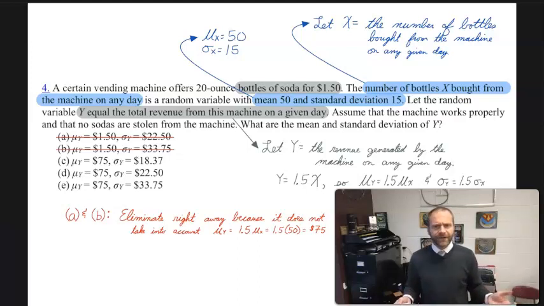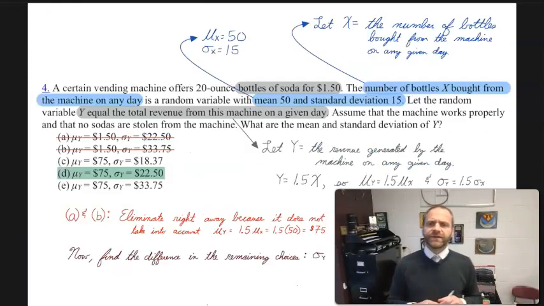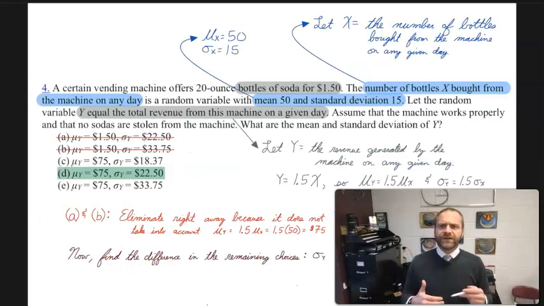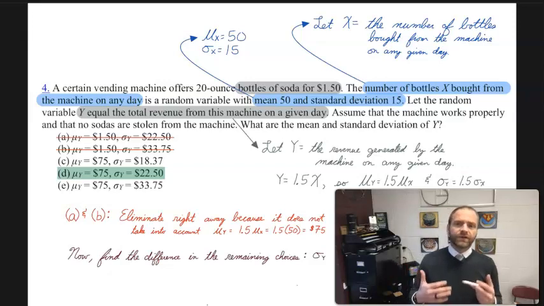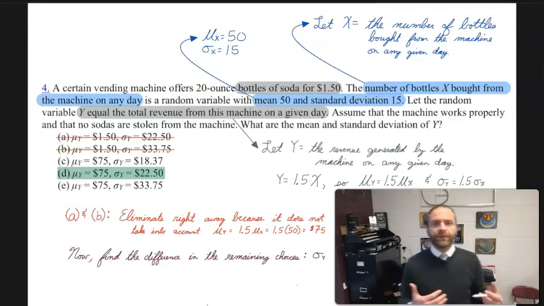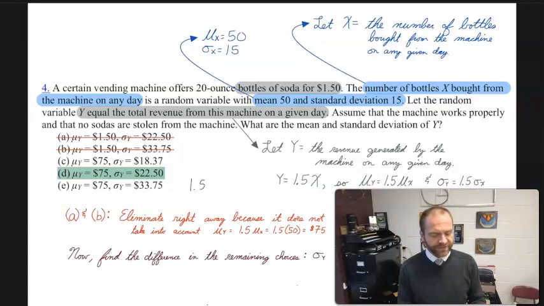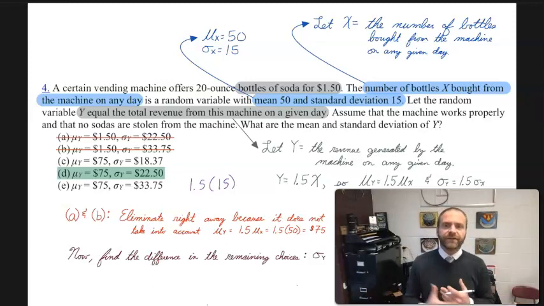So now I have to figure out what is the difference in my choices. Of the remaining choices, the difference is my sigma of Y. You can see there the answer is 22.50, because what I'm going to do is take my 1.5 and multiply 1.5 times my sigma of X, which is 15. So that would be 15 plus 7.5, which is 22.5. That's where I get the answer. So D is it. I could eliminate two choices right away. It gives me a 33.3% chance of guessing.